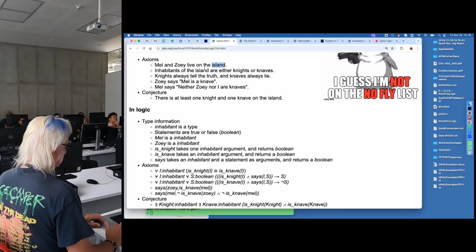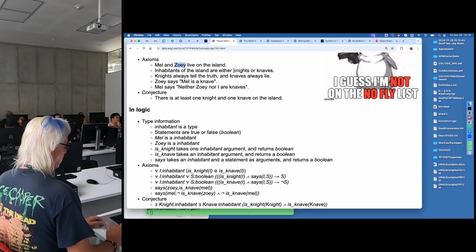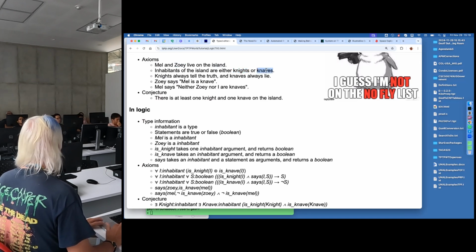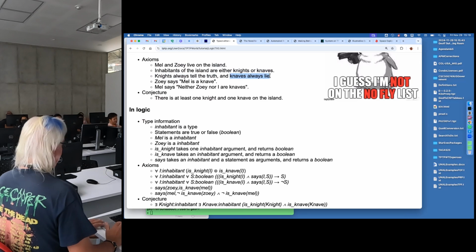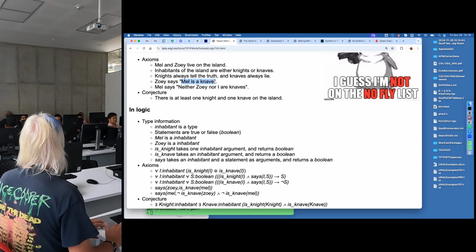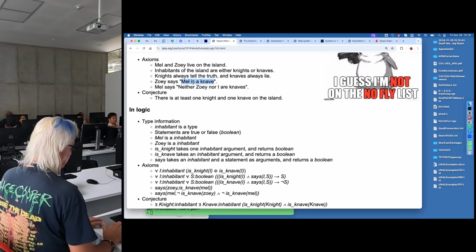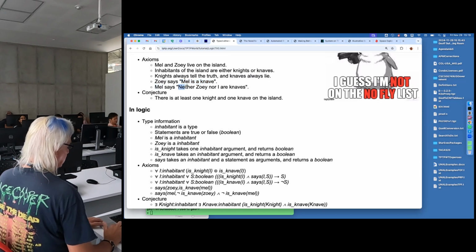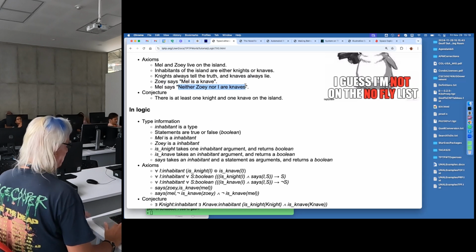We have on this island two people, Mel and Zoe. The people on the island are the knights, the good people, and the knaves, the bad people. The good people always tell the truth, and the bad people always lie. They are liars, always. Now, Zoe says, Mel is a knave. Mel is a bad person. This is what you do: you say, that man over there is a bad person. And then Mel says, neither of us is a bad person. We are both good people. So something is funny here.